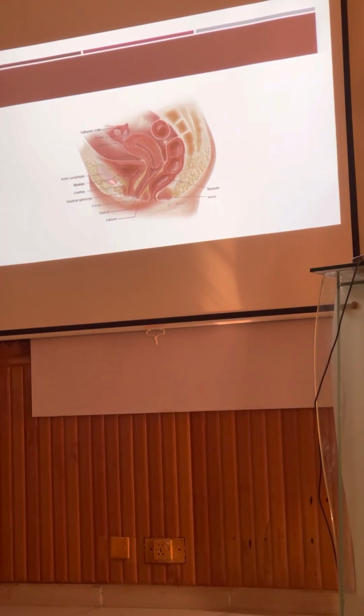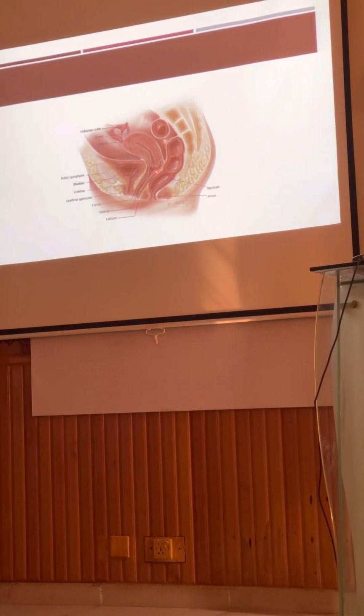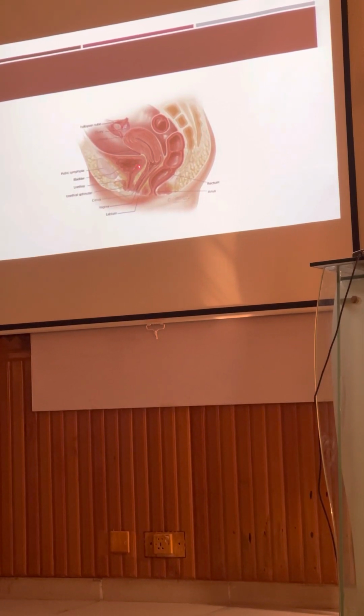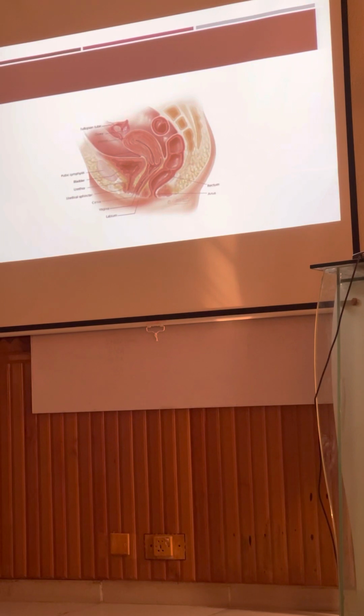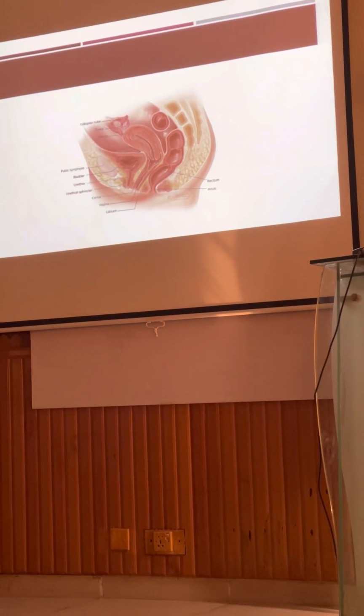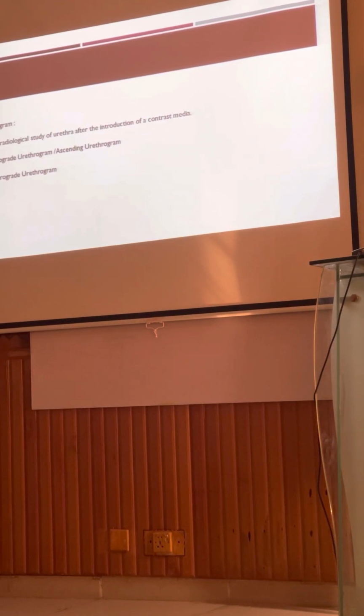We can see that the female urethra is anterior to the vaginal canal, and it is very close to the vagina. So this is important because sometimes we do encounter vaginal fistula that we will discuss later on. So now let us come to urethrogram.